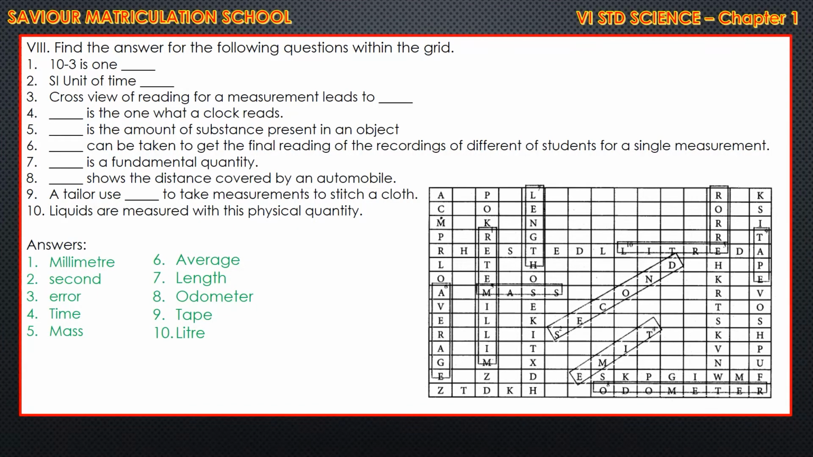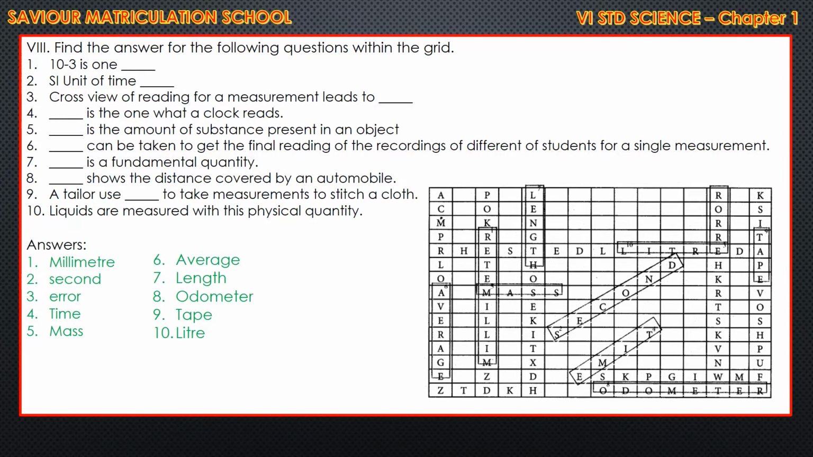Then Roman number 8. Find the answer for the following questions within the grid. So the first one is 10 to the power of minus 3 is 1 millimeter. So answer is millimeter. SI unit of time is second. Third one, cross view of reading for a measurement leads to error. Fourth, time is the one what a clock reads. So what's the answer, children? Time.